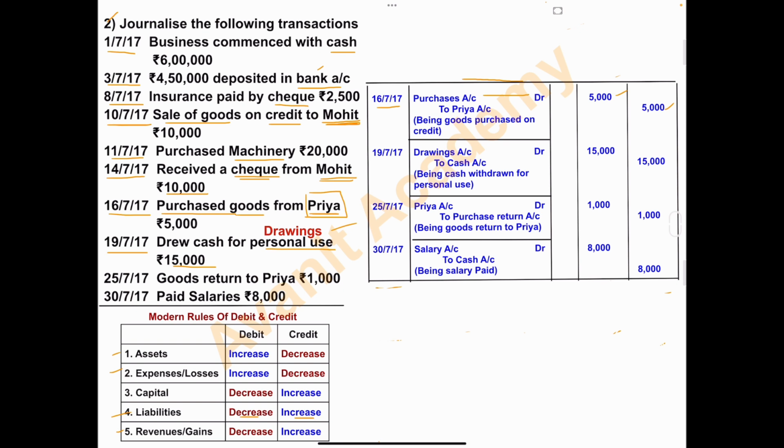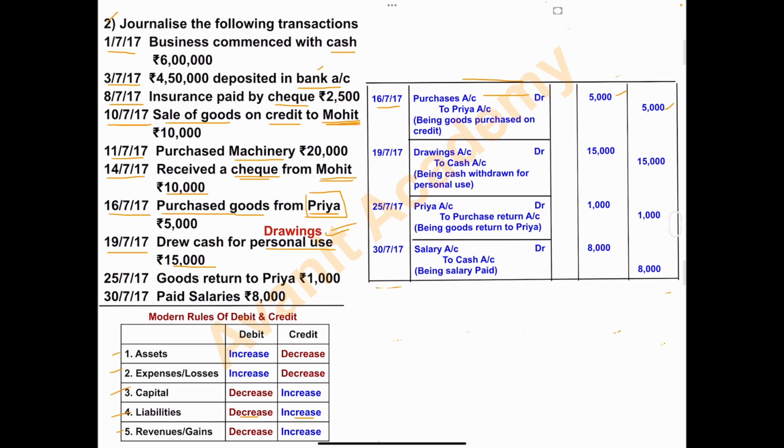Withdrawing cash for the personal use will affect the capital. That is, it decreases the value of the capital. Decrease in capital is to be debited. See the rules for capital. Decrease in capital is to be debited and increase in capital is to be credited. Drawings come under capital and drawings will decrease the value of the capital. So we have to debit the drawings account.